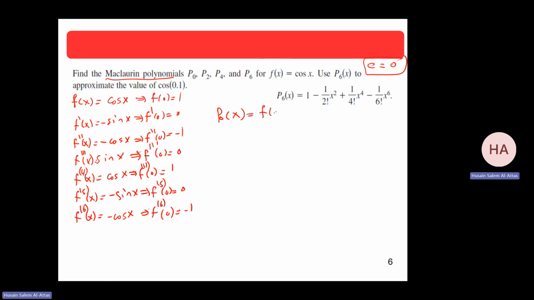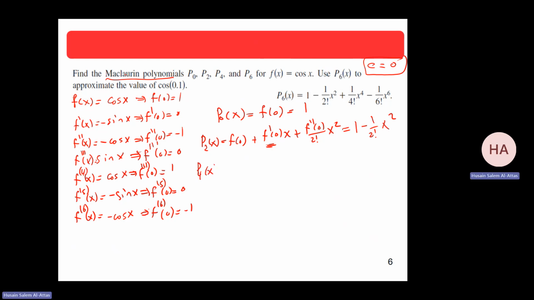That will be f at 0, which is 1. P1 of x, that will be f of 0. I don't want that, I want 2. P2 of x, I'll tell you why. Because f prime at 0 times x, plus f double prime at 0 over 2 factorial x squared. Because this is 0, no need to worry about it. So this will be half. f prime at 0 is minus, so 1 factorial x squared.